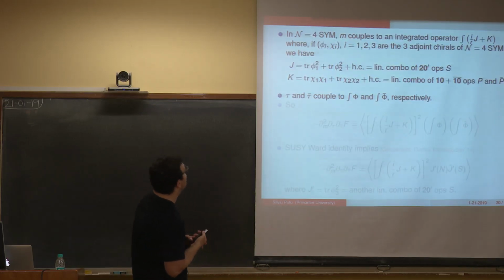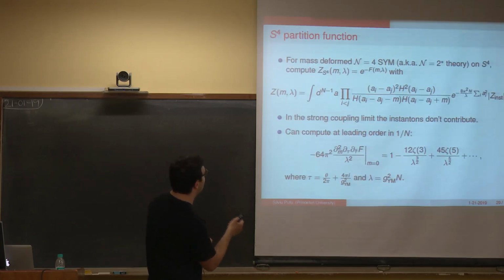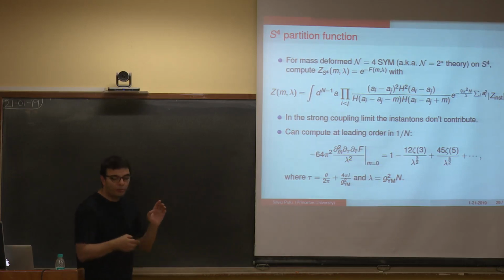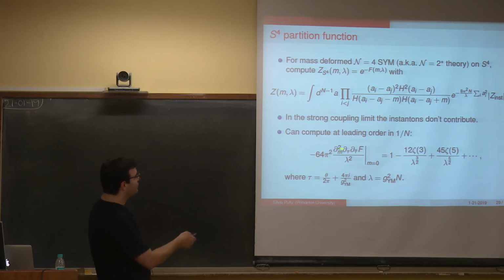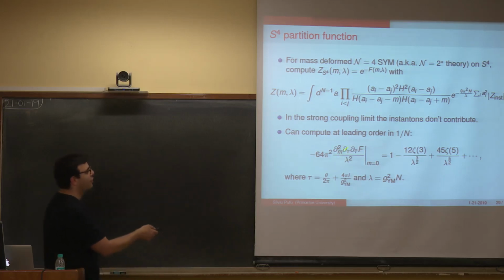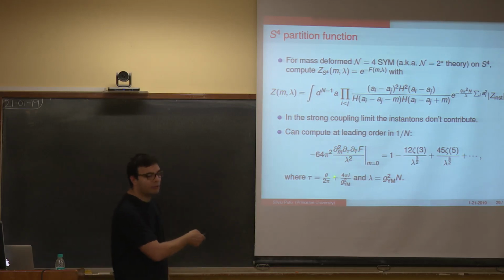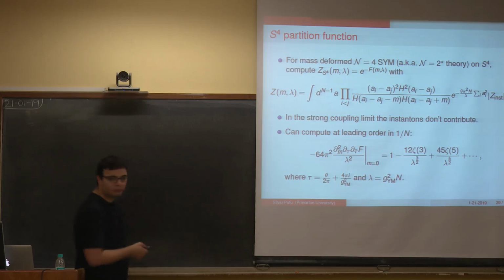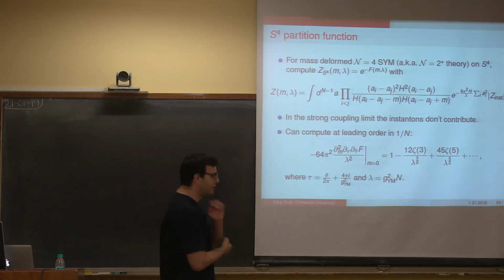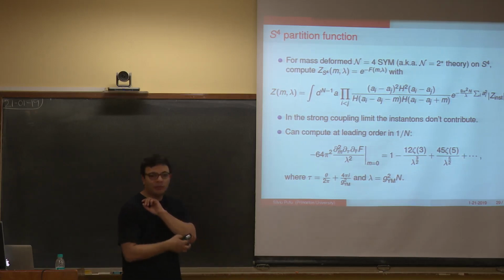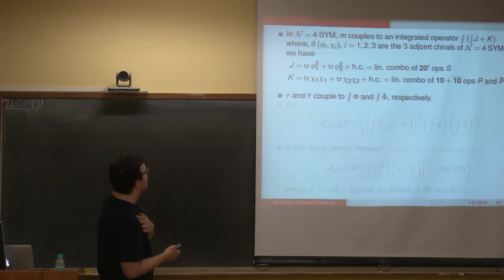And now, as before, m, the mass, couples to... So maybe I should emphasize that before we computed the four derivatives with respect to the masses. Now the quantity that we have been able to compute is this mixed derivative, where we take two derivatives with respect to the masses and two derivatives with respect to the complexified coupling, or two derivatives with respect to lambda. Computing four derivatives with respect to the mass seems a little hard, but maybe it can be done.